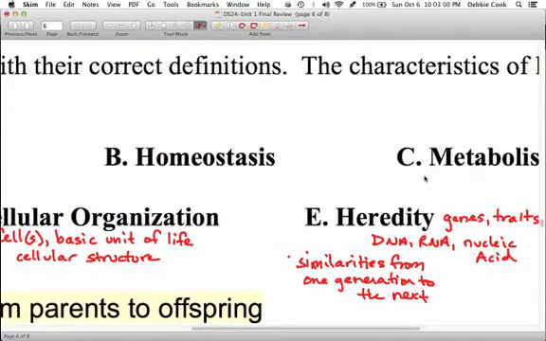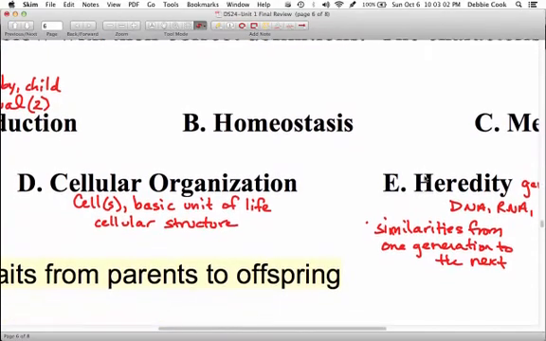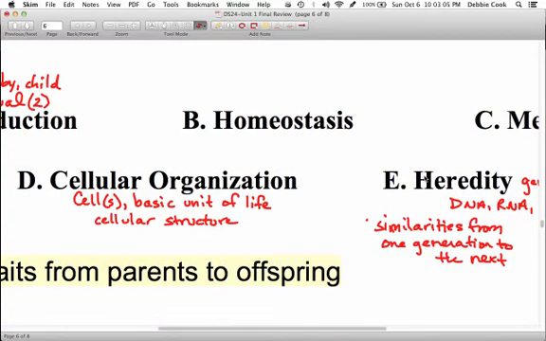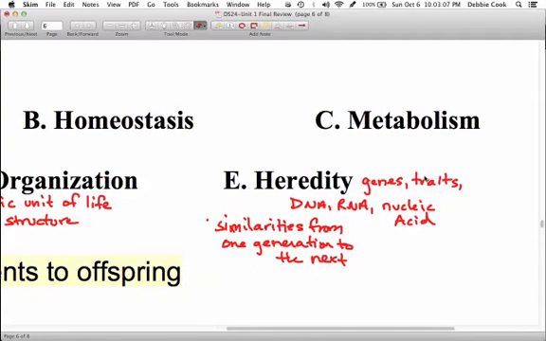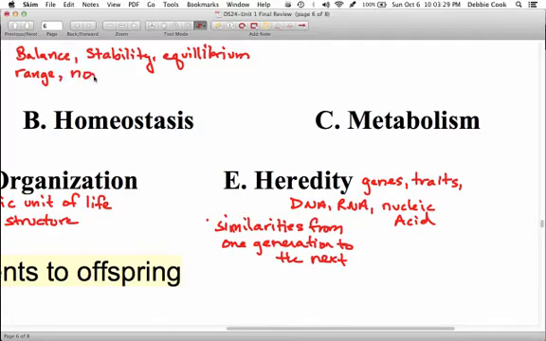Let's go ahead and focus now on homeostasis, because homeostasis is one of those terms that people tend to get confused, specifically homeostasis and metabolism. So for homeostasis, the key terms that we're looking for here, we're looking for anything that talks about balance or stability. Another term that means the same thing is a term called equilibrium. Equilibrium means the same thing. We're also, anytime we see the word range or normal, we're also dealing with homeostasis. So these are all key terms for homeostasis.